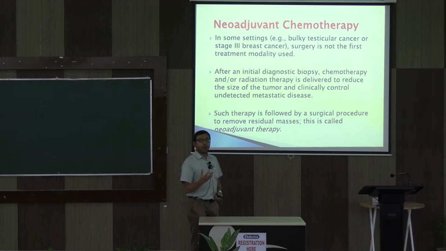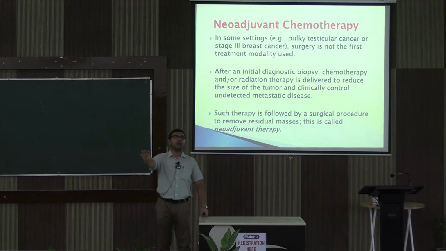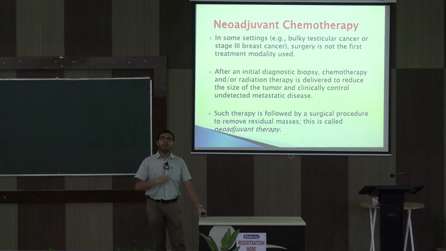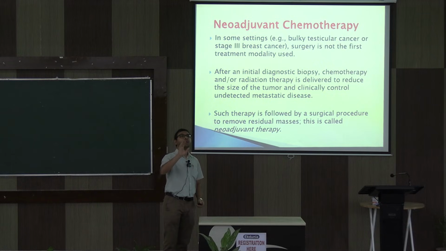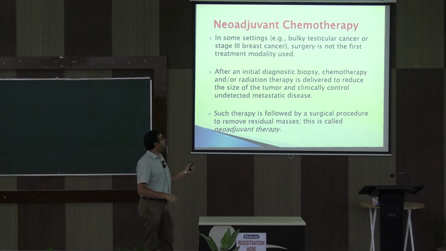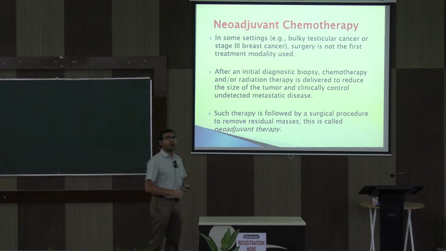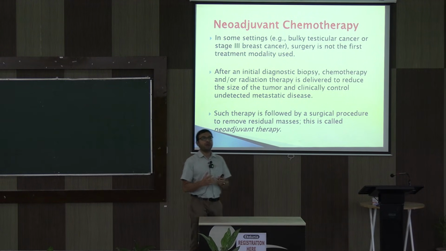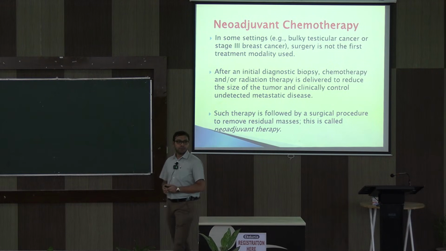So adjuvant chemotherapy is where firstly we are doing some surgery or radiotherapy, then we are giving the chemotherapeutic drugs. Neoadjuvant means firstly we are giving some drugs. Okay. So here, in some settings like bulky testicular cancer or stage 3 breast cancer, surgery is not the first treatment modality used because the surgery is very cumbersome, very problematic.